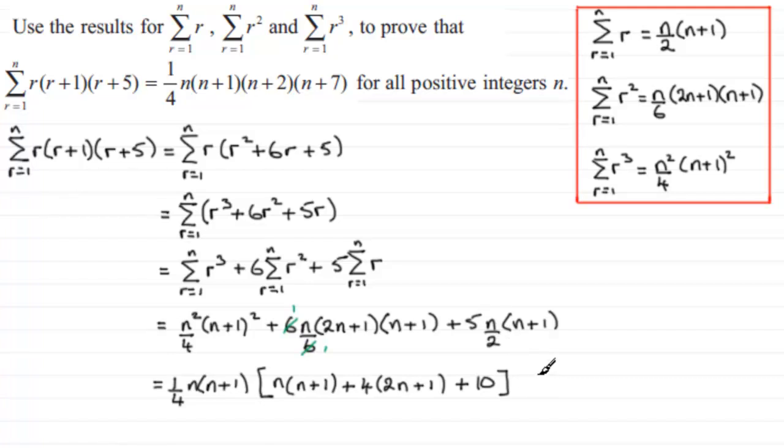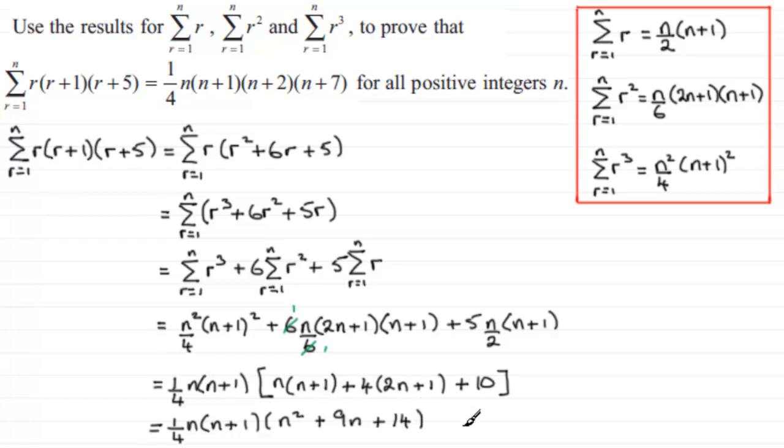So what do I do now? All I need to do is simply clean up the square bracket. So we've got quarter n, n plus 1, and if I expand this out, I can see I've got an n squared term here, and then I've got 1n, and here I've got 8n, so that's going to be 9n. And then I've got 4 times 1 is 4, plus the 10 here is going to be plus 14. So n squared plus 9n plus 14.